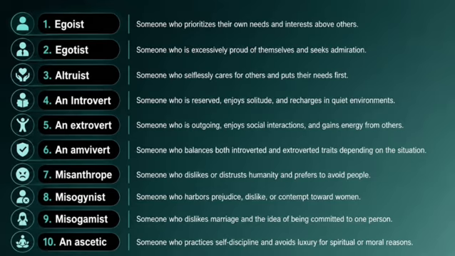So remember, personality types help us understand human behavior better, but no person fits perfectly into just one category. Most people are a mix of different traits.